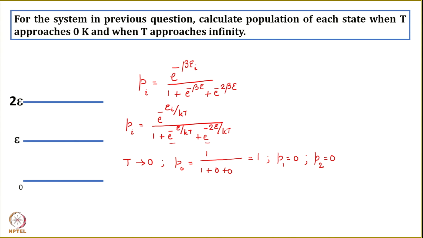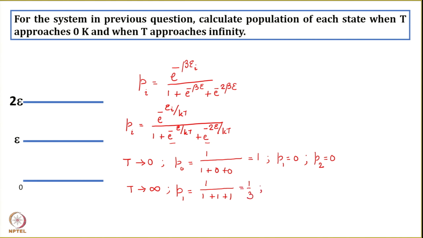Now, second is when T approaches infinity. Let us see, when T approaches a value of infinity, this becomes exponential 0, which is 1. That means exponential minus 0, or exponential 0, is equal to 1. So what do we have then? We have P1 is equal to 1 over 1 plus 1 plus 1, because each term is contributing 1, which is equal to 1 by 3.